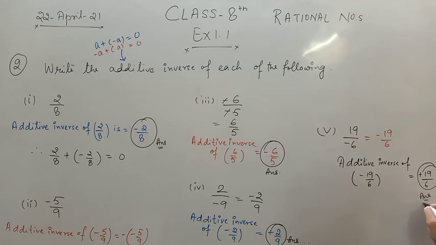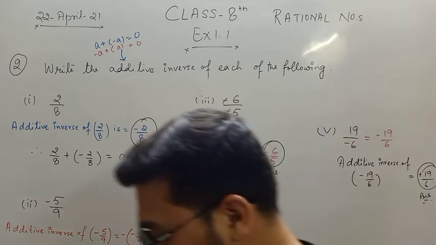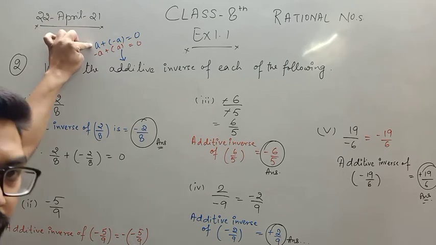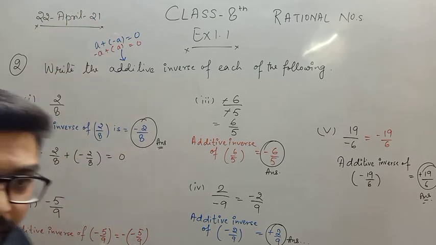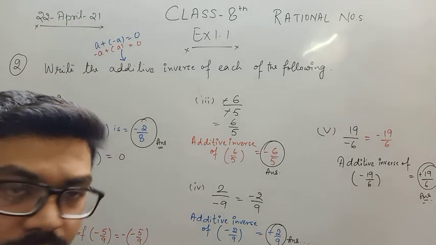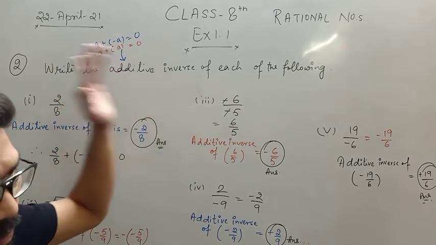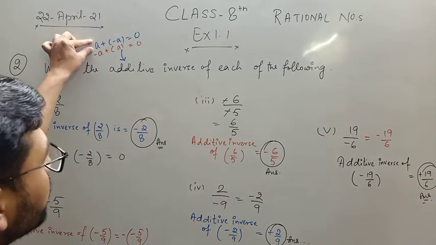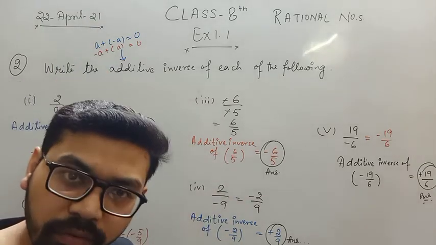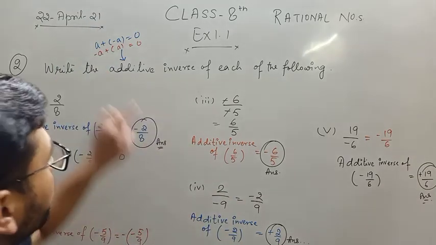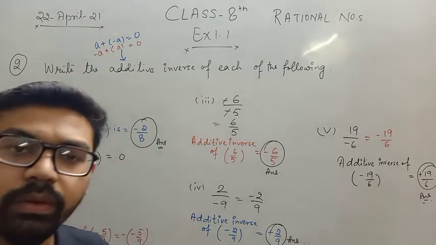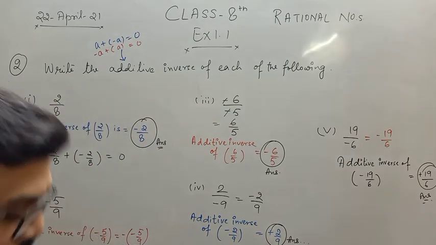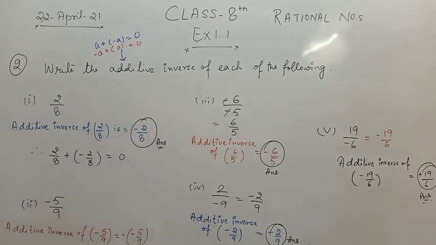So again and again I am explaining what the additive property is. If you have a positive number, then its negative will be its additive inverse. If you have a negative number, then its positive will be its additive inverse. If you have plus A, then minus A will be its additive inverse. If you have minus A, then plus A will be its additive inverse, in simple words. Okay, please note it down fast.